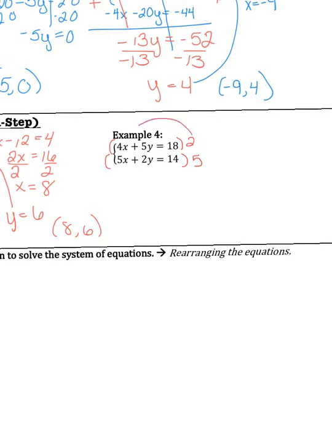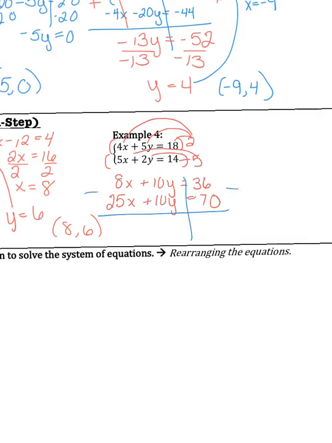So I'll do 2 times 4x plus 5y equals 18, and that's going to give me 8x plus 10y is equal to 36. Then I'll multiply the 5 in. I get 25x plus 10y is equal to, let's see, 14 times 5 is 70. And then from here, I'll go ahead and subtract the equations. 8 minus 25 is negative 17x. My y's cancel, and 36 minus 70 is negative 34.